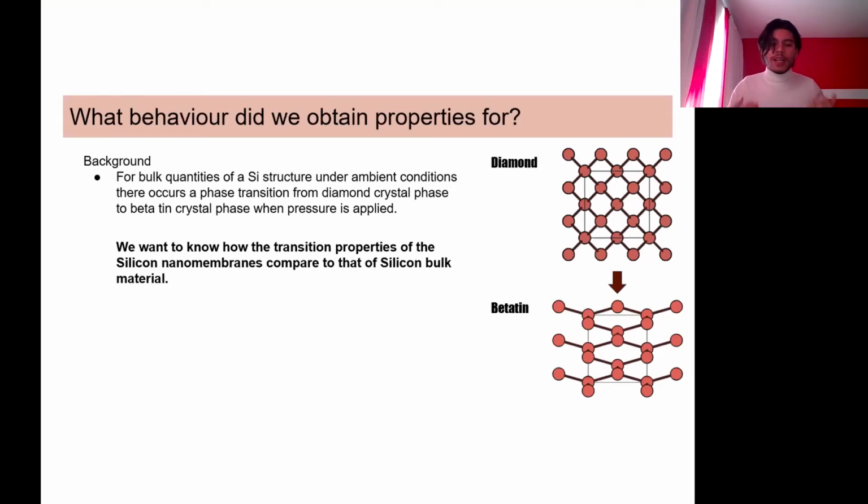And what we got the properties for was basically in order to compare the properties for the silicon membranes to that of the silicon bulk. Next.